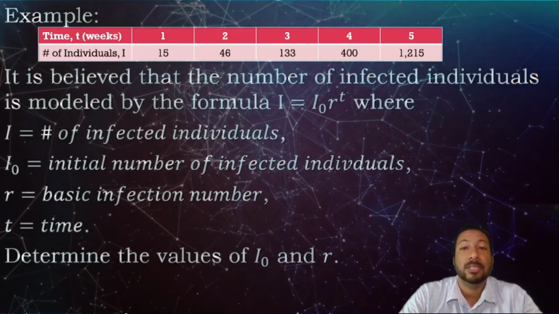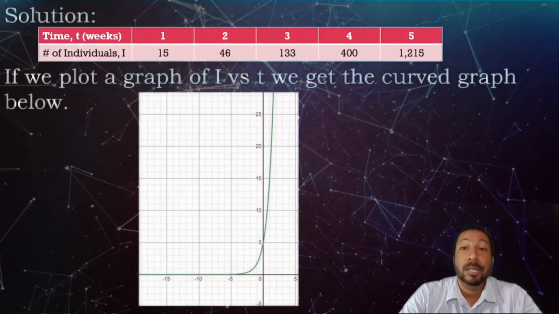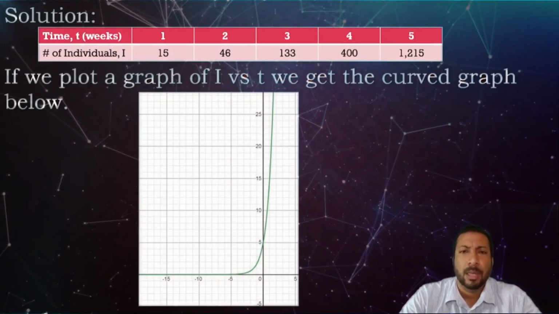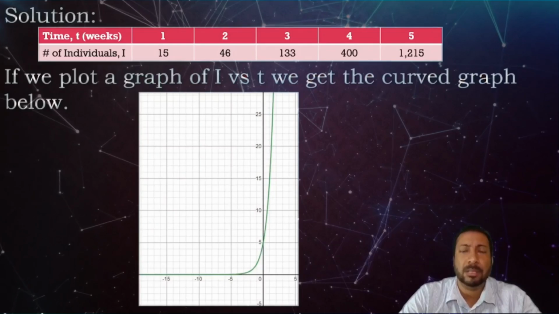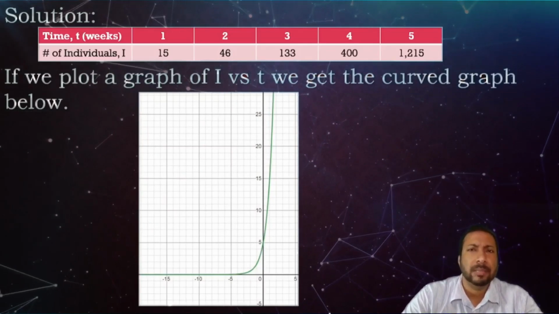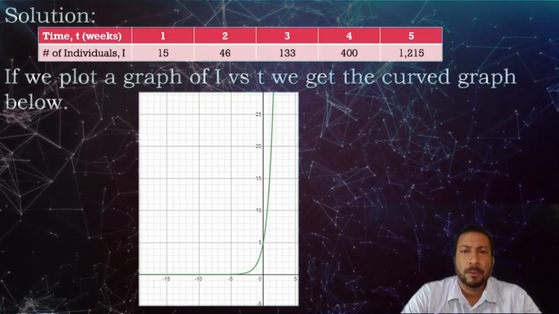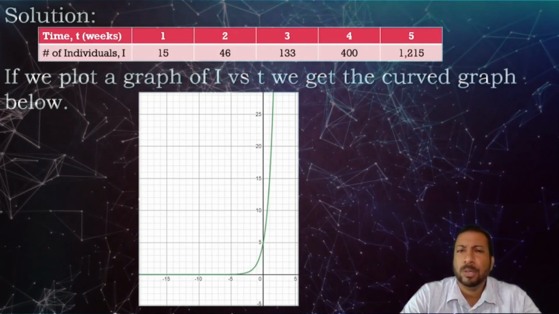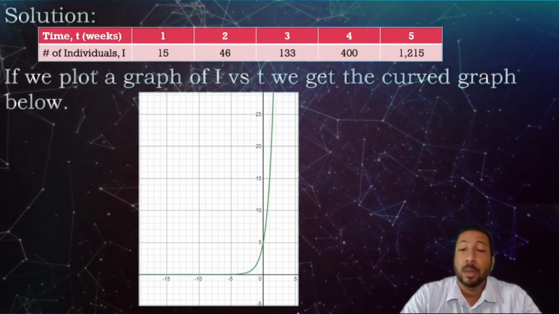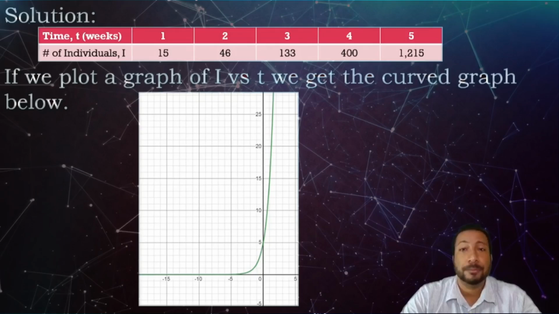So we have to determine the values of I naught and r. So how do we go about doing that? Well, if we plot a graph of I versus t, we get this curved graph as we see here. But how can we use this to determine the values of the initial amount of people that had the virus? And how can we use it to get the infection rate? Well, we would need to see what the amount of people was at time 0, when the time in weeks was 0. We can get that from this graph here. As we can see, it says at time 0, it's 5 persons.